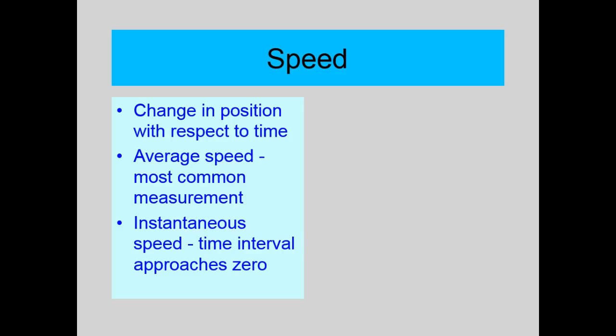All right. What is speed? We've already talked about it some. It's a change in position, change of distance with respect to time. Delta P, delta A, whatever you want to call it, over delta T, change of time. Now, there's two types of speed. One is an average speed.